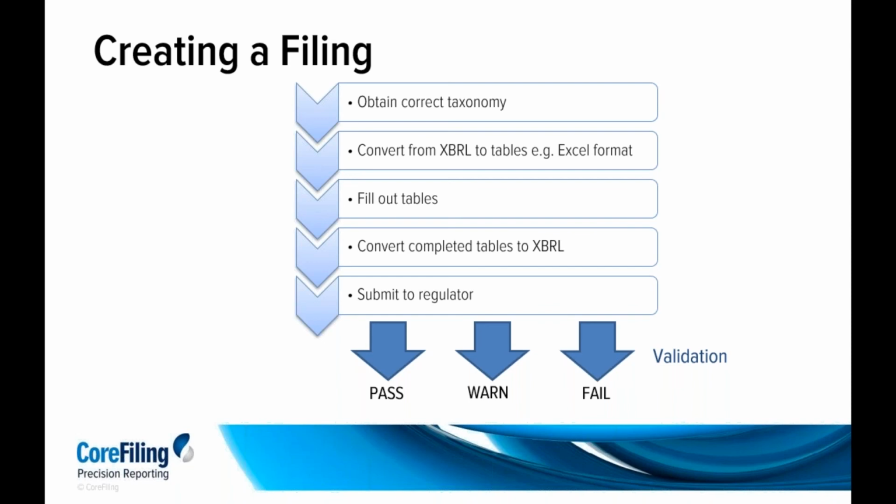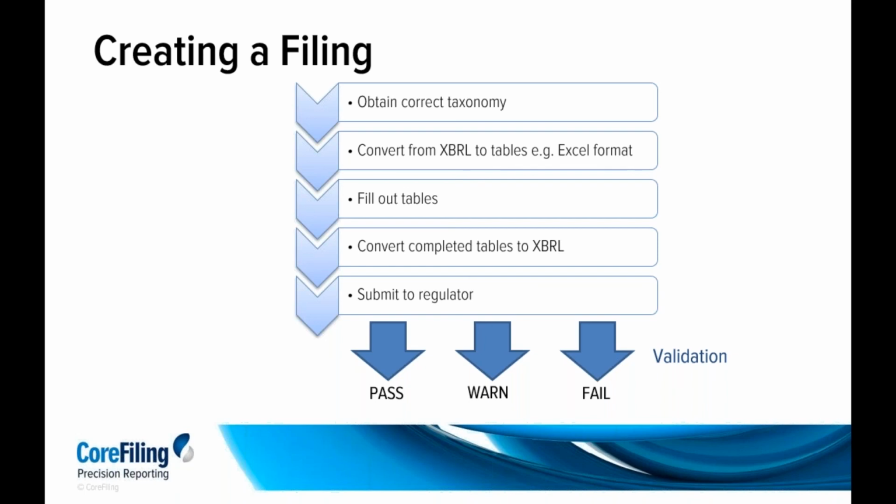So as a quick overview of the whole process, if a filer wants to make one of these filings, first thing they need to do is obtain the correct taxonomy and the correct entry point. And then they need to convert from XBRL to a set of tables. This will be done with some sort of software. For example, you might get an Excel format spreadsheet to fill in, which you would then fill out the tables that you've got in whatever format. Then the software will need to convert the completed tables back to XBRL to make an XBRL document, which is then submitted to the regulator via the portal.